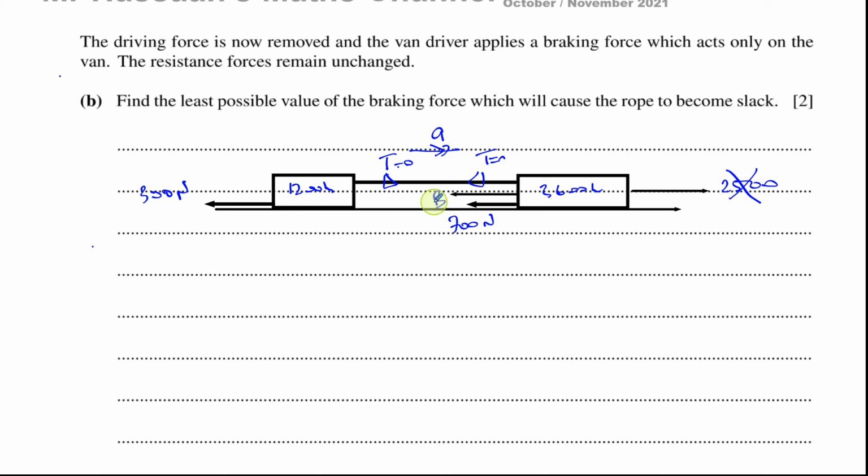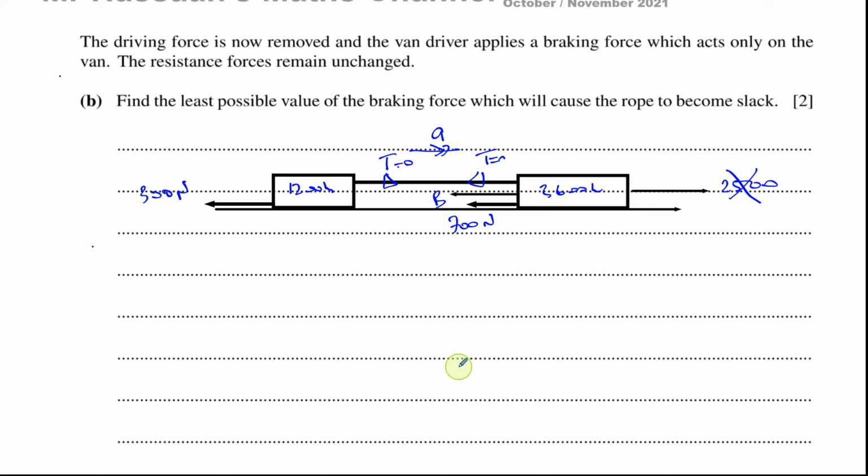So we want to find the least possible value. If the tension has become zero and the rope is still taut, it hasn't quite become slack yet, then both particles will still be moving with the same acceleration. So we want to find the braking force that will cause them to still be moving with the same acceleration before the string becomes slack.